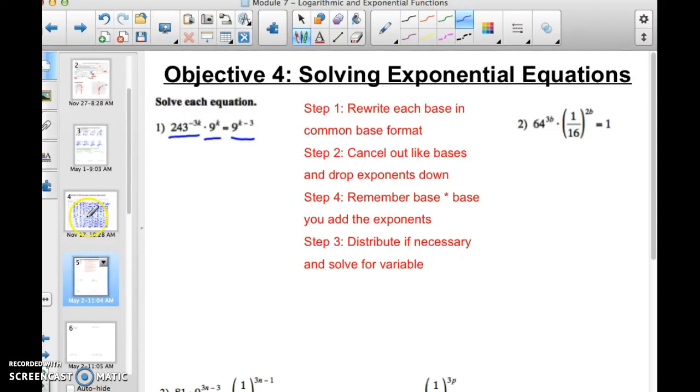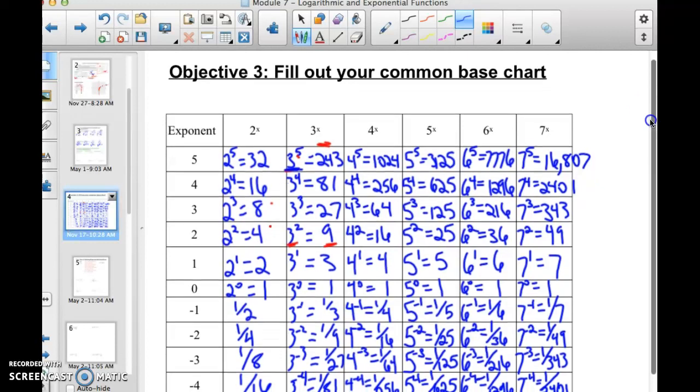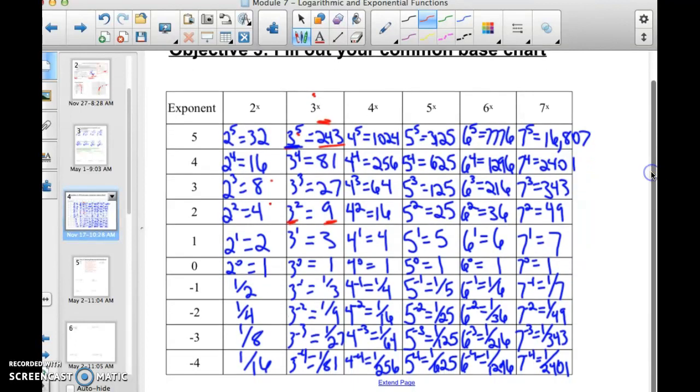9 exists twice. So I'm going to find a column that has the number 243 in it and the number 9 in it. And if you notice, I already kind of wrote in red here. I see a 243 right there, which means that it falls in the base of 3, the column of 3. Those are bases. And I also see a 9 right here. It just so happens that it falls in the same base. The common base of 243 and 9 is 3. So I'm going to rewrite 243 in its common base format of 3 to the 5th. And I'm going to rewrite 9 in its common base format of 3 squared.